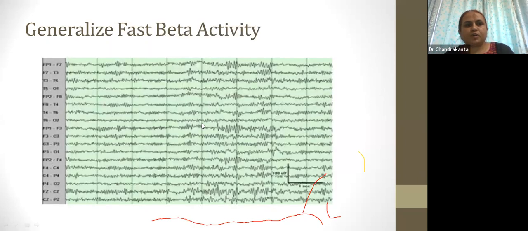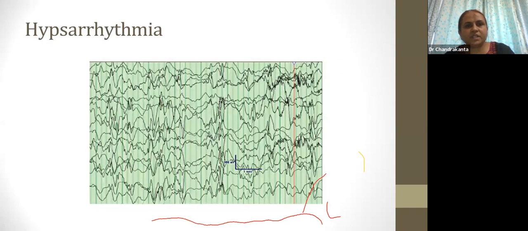Then the generalized abnormality background can be in the form of fast beta activity. Okay? So in this EEG, you can say all over the EEG, this is showing a fast beta activity. And this can be found in cases of certain drugs like diazepam, if we have used it for sedation. Generalized fast beta activity can be there.